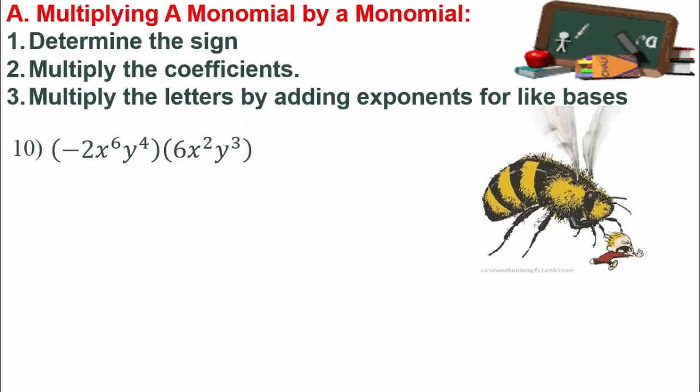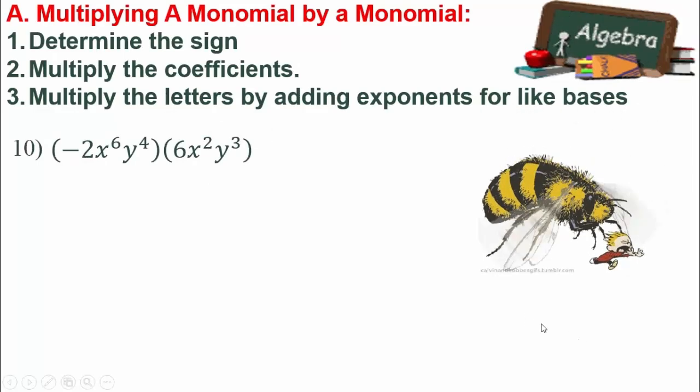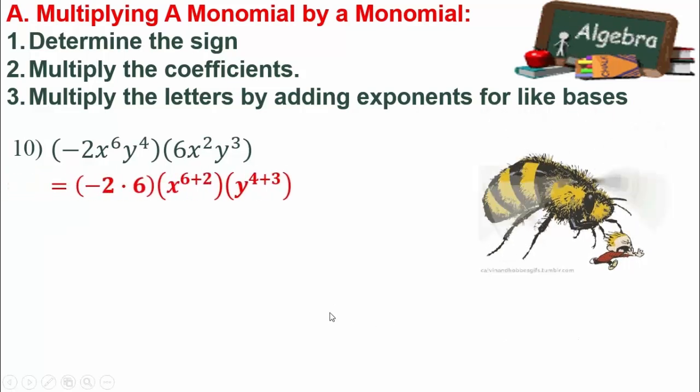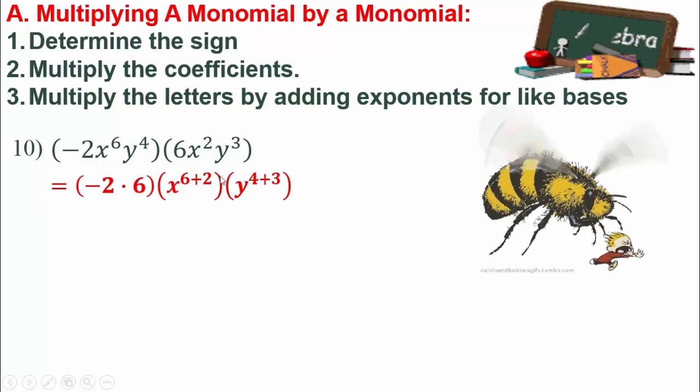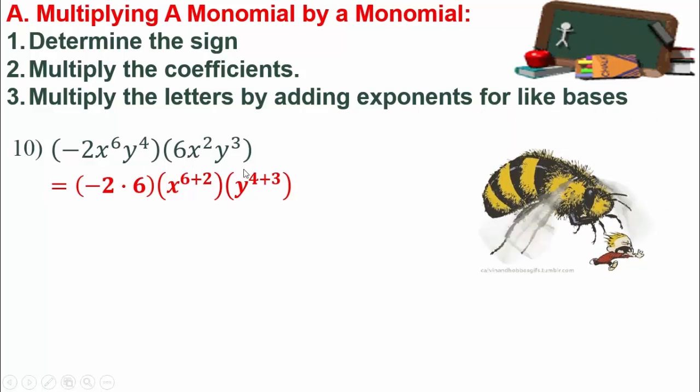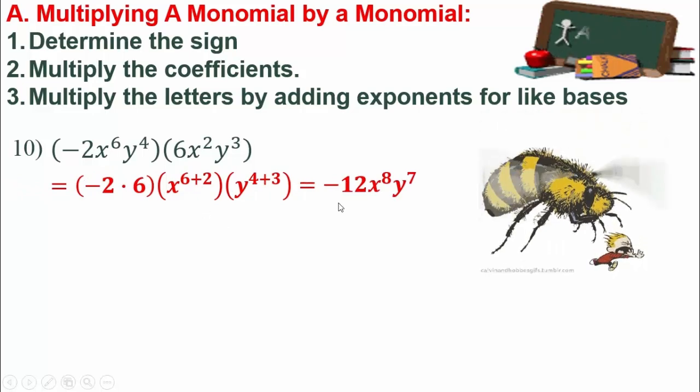In reviewing what we just did on the whiteboard in example number 10, what we did is we collected up the coefficients, negative 2 times 6, so here are coefficients, here are x's, and we added up their exponents since it's multiplication, and our y's, and we added up our exponents, and then we put it together, and that's how we got our final answer.